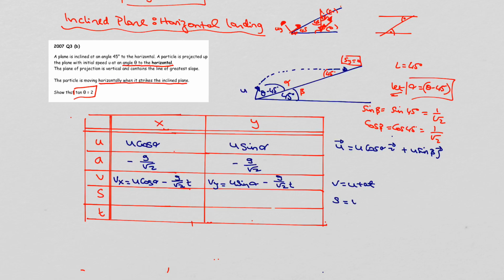S equals ut plus a half a t squared. So therefore we have s in the x direction is u cos alpha t minus g times a half, so 2 root 2 t squared. S in the y direction is u sine alpha t, and again a half times g over root 2 t squared. Okay, so now we have our table. We have every possible equation that we will need for this question.